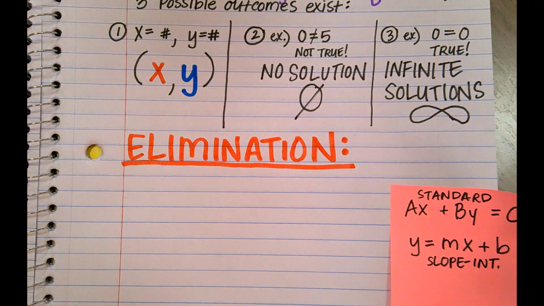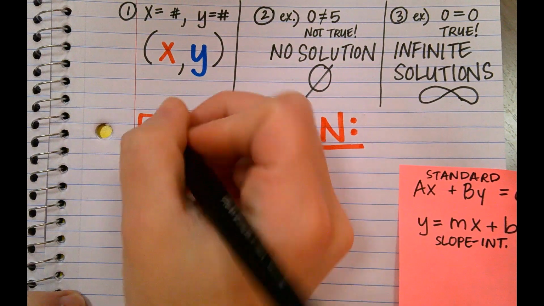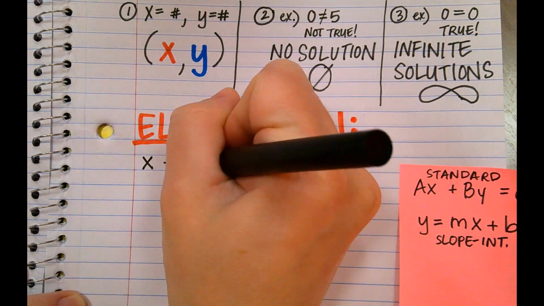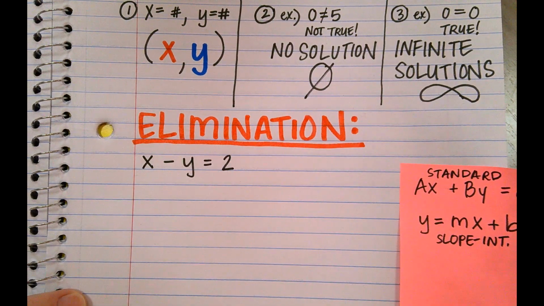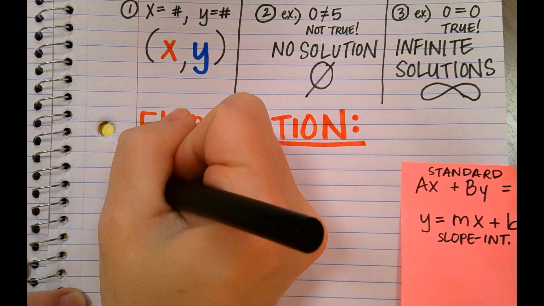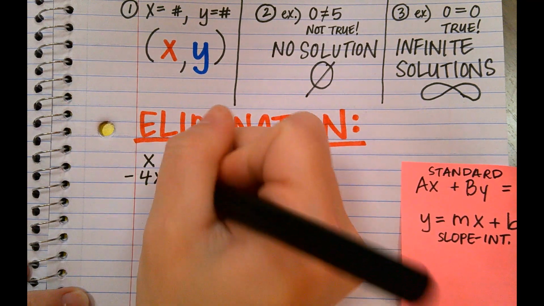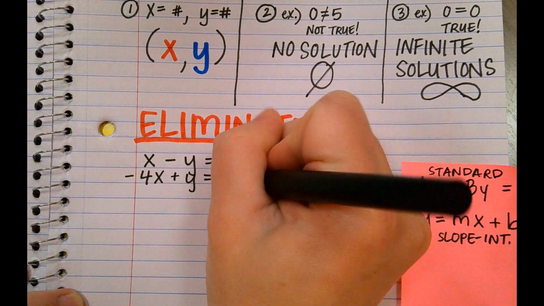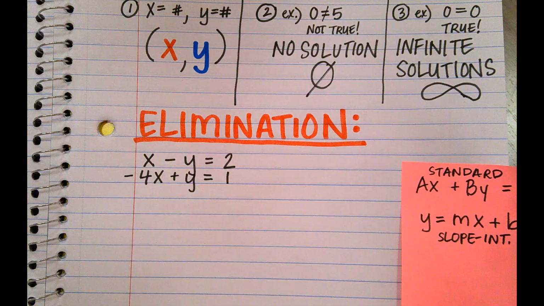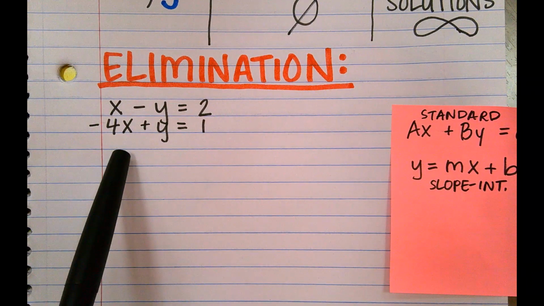Okay, so let's start with one like this. My first equation is going to be x minus y equals 2. My second equation is going to be negative 4x plus y equals 1. So I've got my 2 equations in my system.